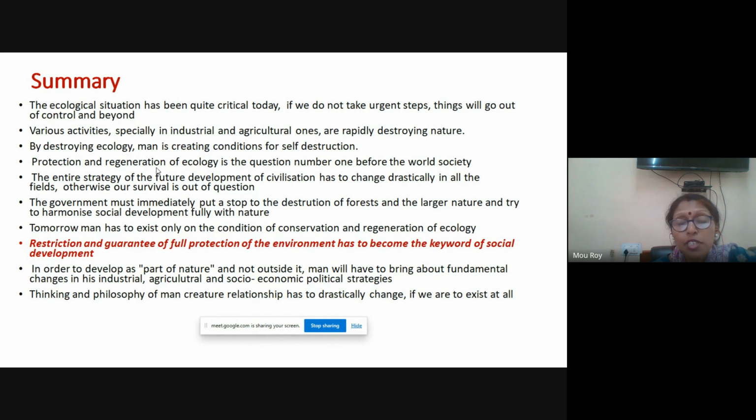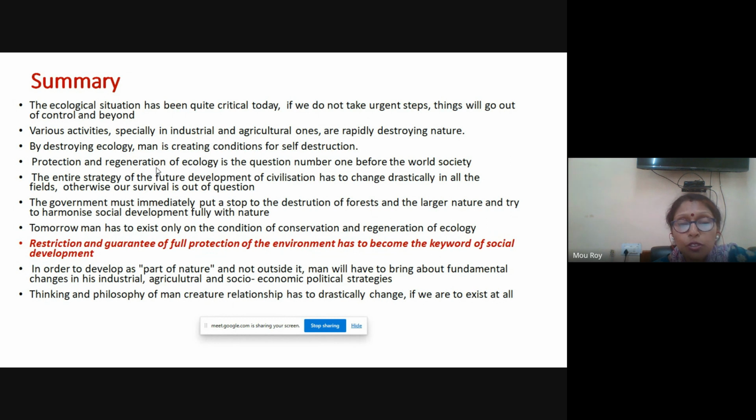Of course, the government and different organizations are trying their best to put a stop to this destruction of forest, and especially nature, and trying to stay in harmony with nature. Tomorrow man has to exist on the condition of conservation and regeneration of ecology. Restriction and guarantee of full protection of the environment has to become the keyword of social development.